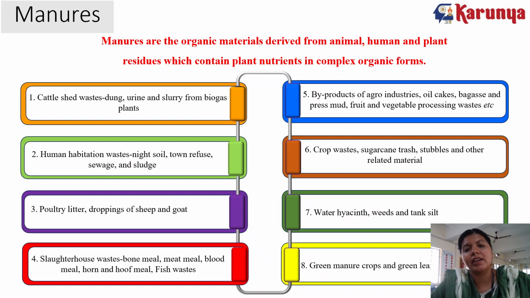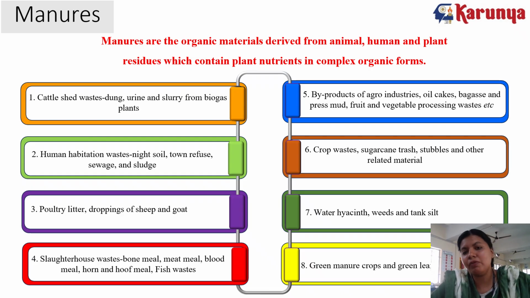Manures are any source of organic materials which we can derive from either animal source or human waste or even plant residues which are left over in the field after harvest of the economic part, and these residues contain a complex form of nutrients in them, complex in the sense both macro and micro in different proportions, and these can be applied as a source of organic nutrient to our crop plants.